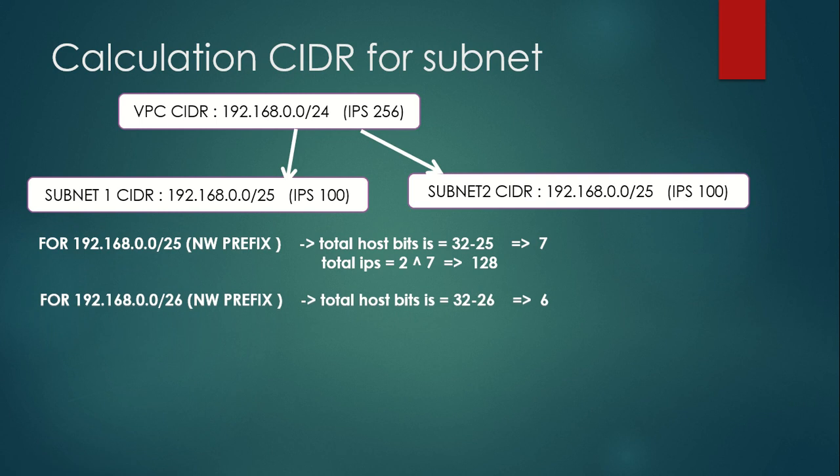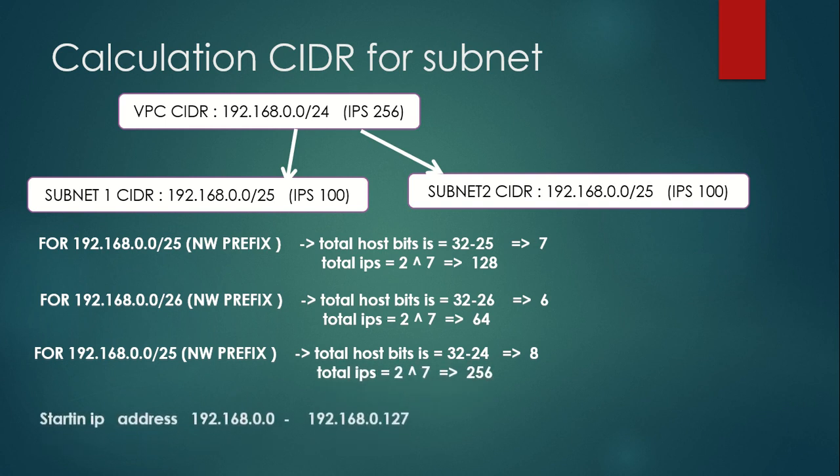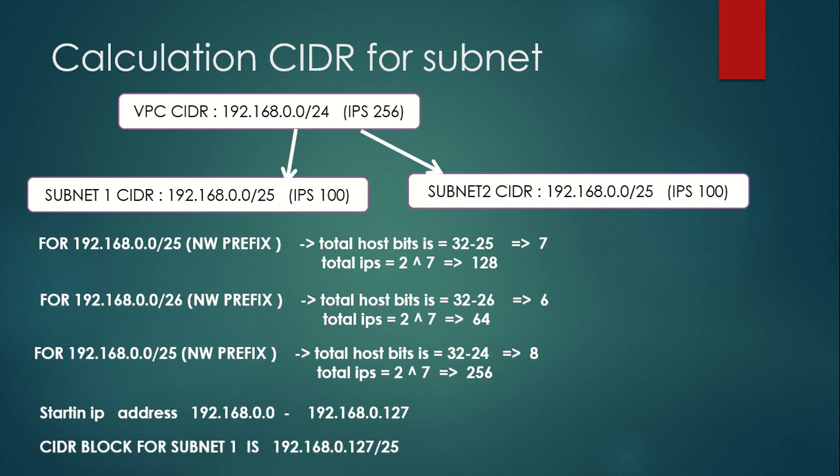I'm going to take one more example, 192.168.0.0/26. Here the total available host bits equal 6 and the total available IP addresses is 64. One more CIDR is 192.168.0.0/24. Here the total host bits is 32 minus 24 equals 8. The total available IP addresses here is 256. If you observe this, as per my requirement, this CIDR block is going to fulfill my requirement.